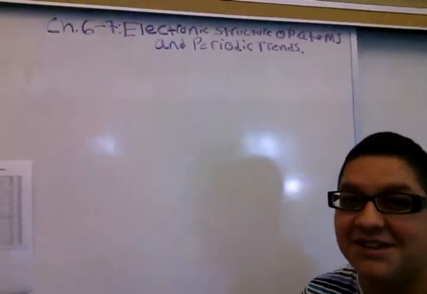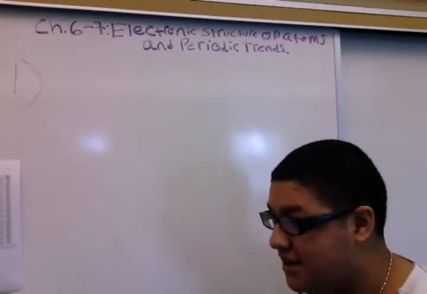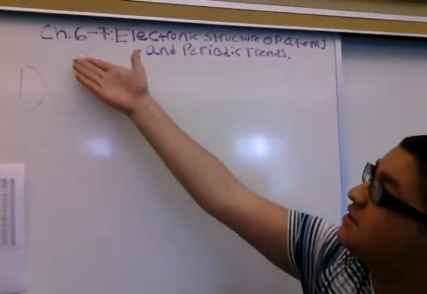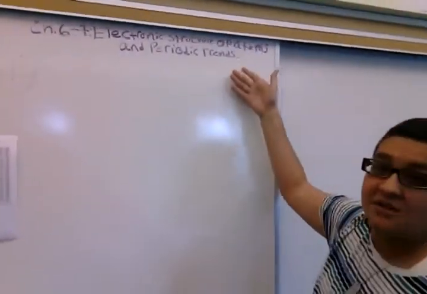Hello everybody, this is our AP Chemistry final project. Our subject is Chapter 6 to Chapter 7 review, electronic structure of atoms and periodic trends.